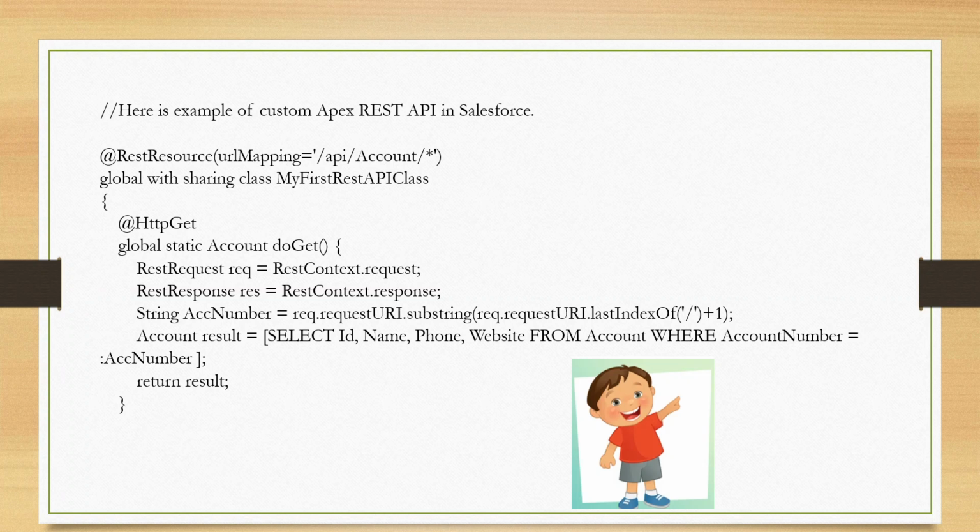Here is an example of a custom Apex REST API in Salesforce: @RestResource(urlMapping='/api/account'), global with sharing class. We will create a class with the method @HttpGet, global static Account, to get the response, and a string accountNumber from the request URL substring, where you can use the last index of the URL. After that, query the record, whatever record is to be queried, and return the result.